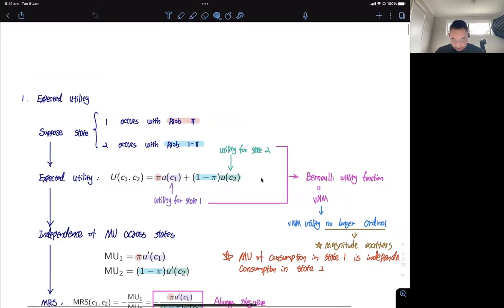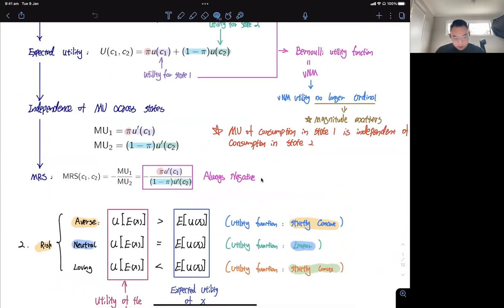And therefore, with marginal utility, we can calculate the marginal rate of substitution. So MRS(C1, C2) equals minus MU1 over MU2. Since we have already calculated MU1 and MU2, we know this will become minus pi times u prime C1 over 1 minus pi times u prime C2. Okay, so this is about the marginal utility and MRS.